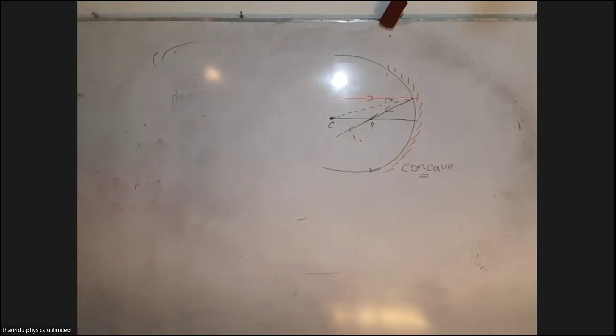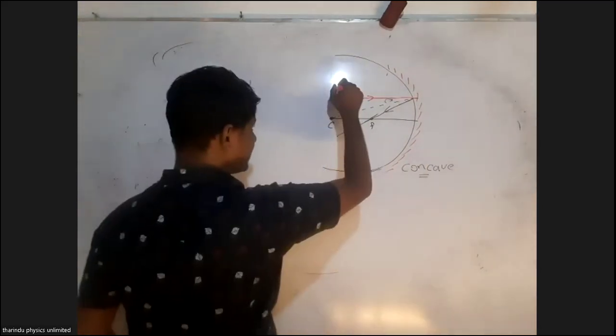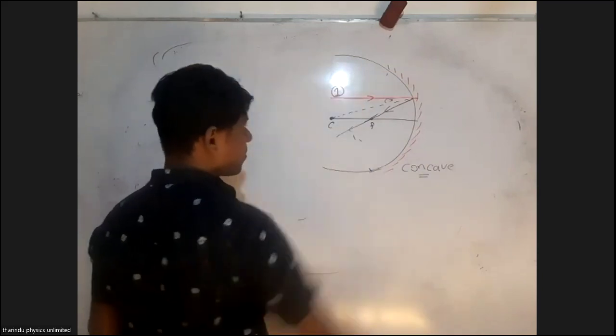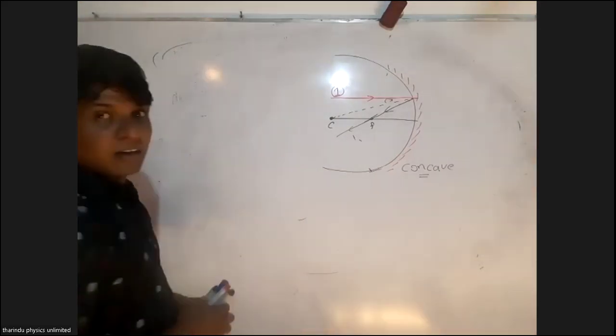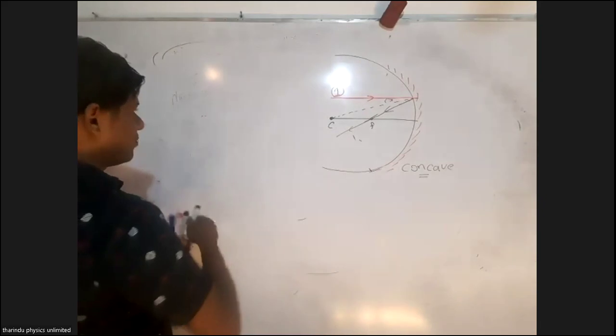Okay, this is the first ray you have to know. The parallel to the principal axis. There is the second ray that you have to know.